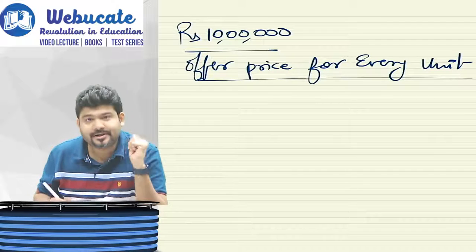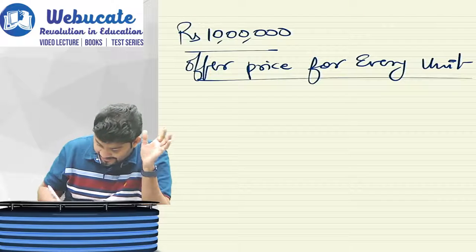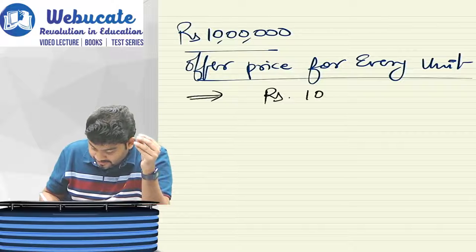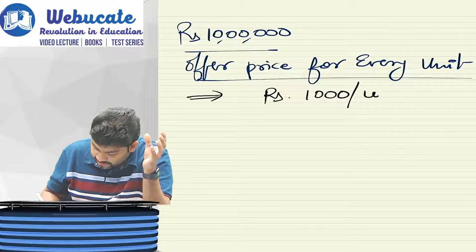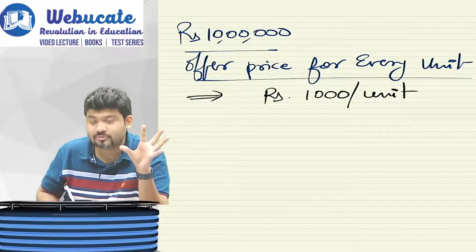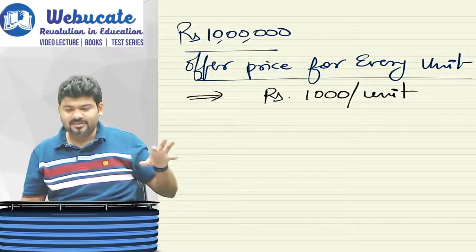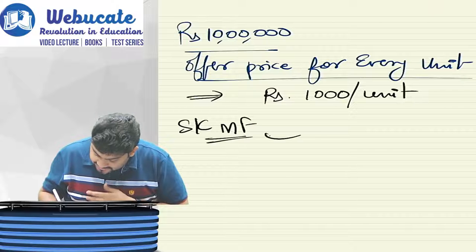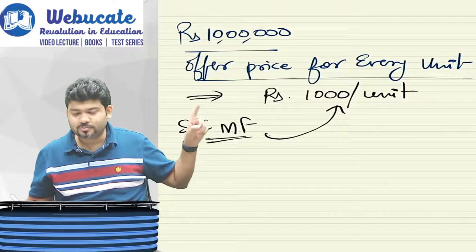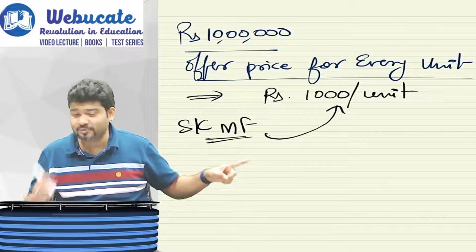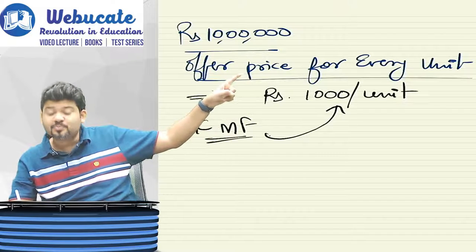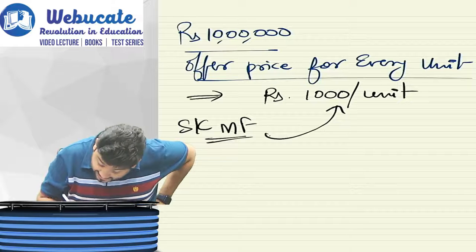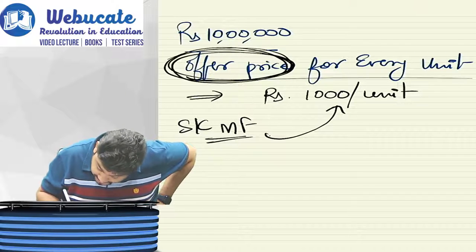So say Van Katwich at the beginning decided this price to be, say, rupees 100 or say 1000 per unit. So now tell me, suppose SK mutual fund decides that, okay, whoever wants to purchase the mutual fund of SK mutual fund can purchase it at rupees 1000 per unit. What is this called? This at that point in time was called as offer price.